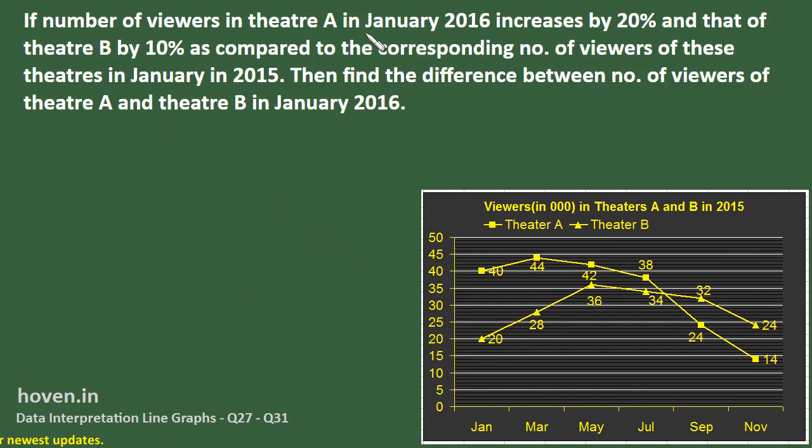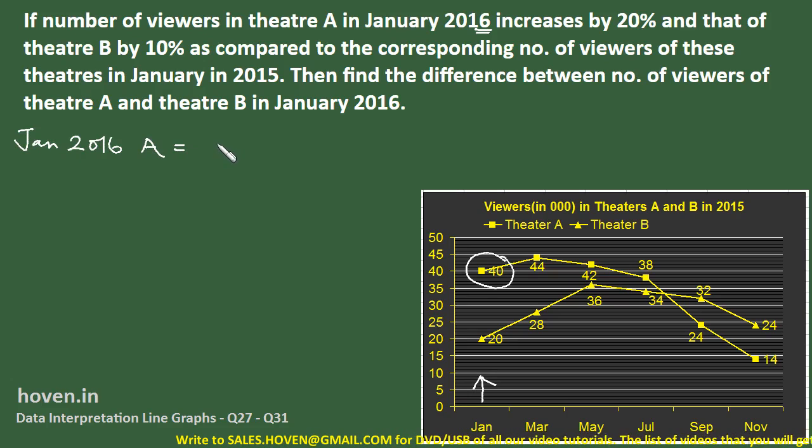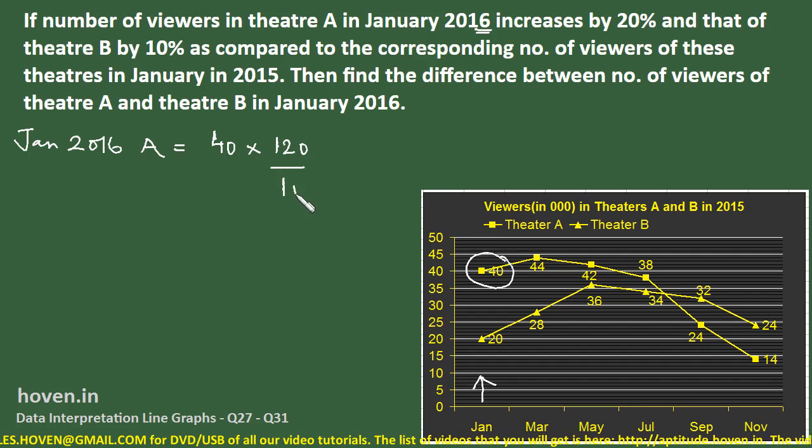If number of viewers in theater A in January 2016, that is the next year, increases by 20%, this is January month and 40 is there. So we can say in January 2016 for A, the viewers will be 40 is already there. There is an increase of 20%. So we would say 120 by 100. So 20% increase will mean that total will be 120 by 100 and multiply it by 40. So we can calculate it as 48. 12, 4, 48, these zeros have been cancelled out. So we have 48,000. I am not writing 1000 right now to just simplify my calculation.